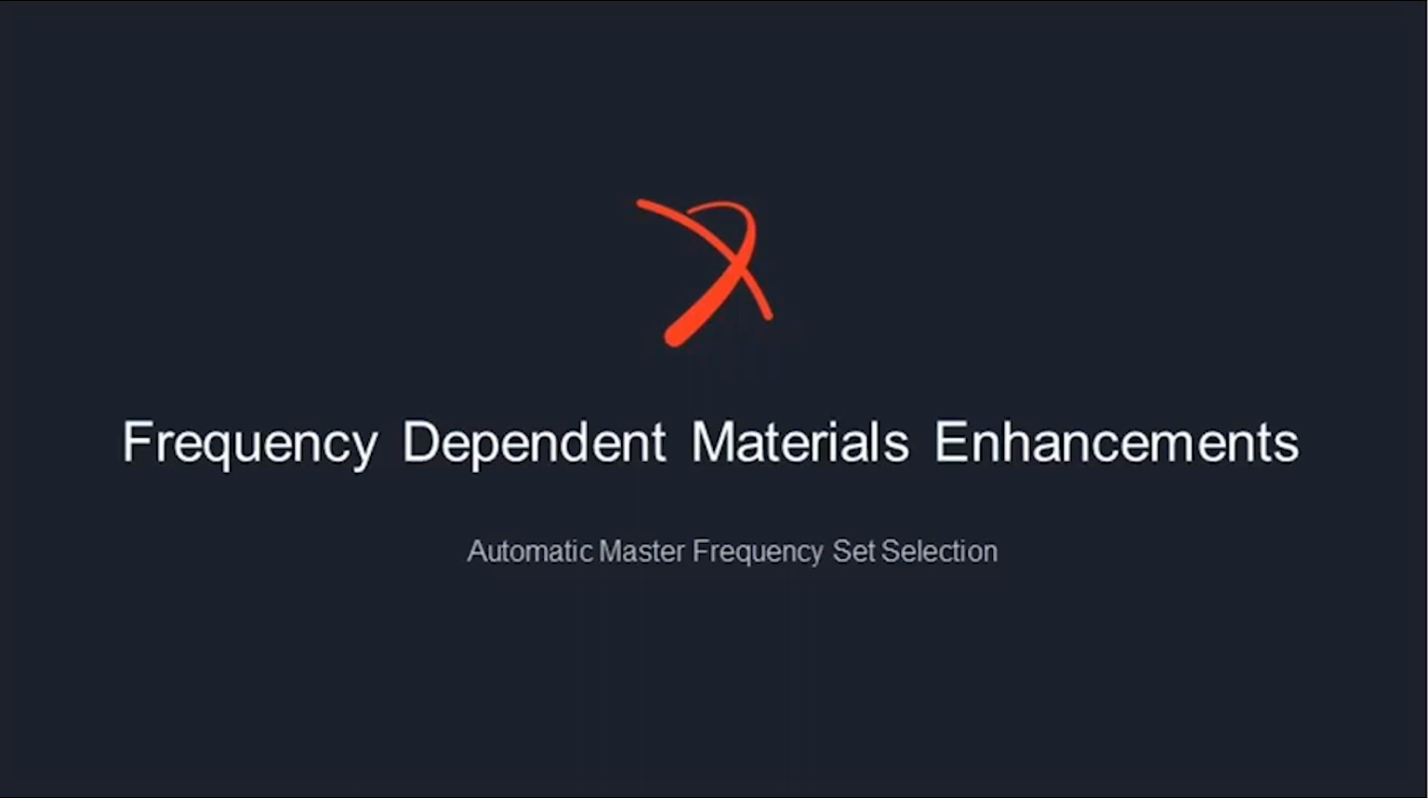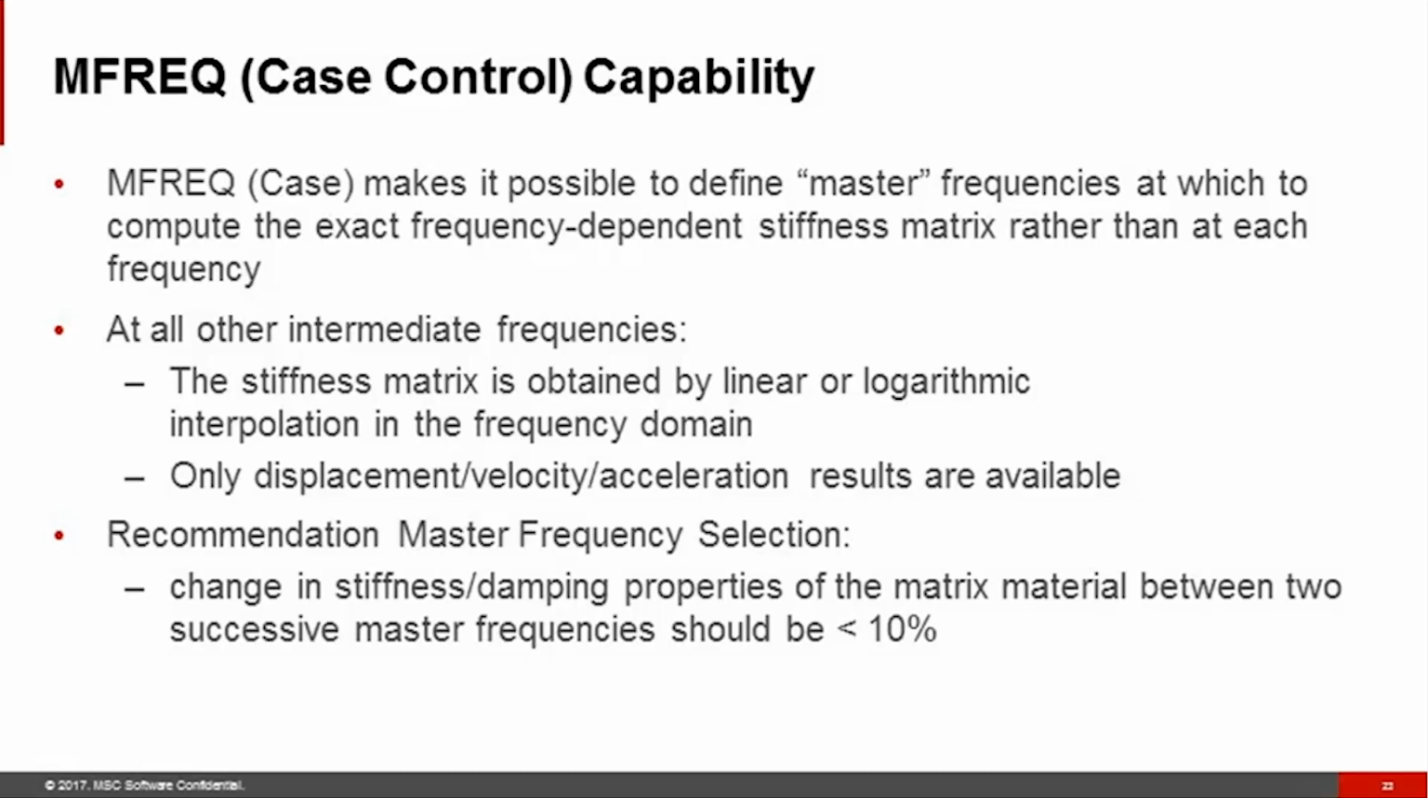So in this case, using master frequencies would be a very beneficial option. It is possible to define master frequencies to compute the exact frequency-dependent stiffness matrix rather than at each individual frequency. This is to reduce the number of frequencies for generating matrices, especially for large NVH models. It's going to be very useful.